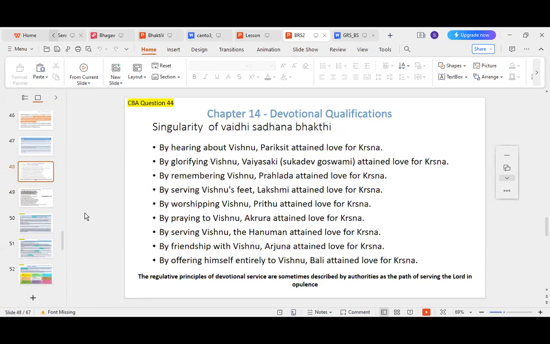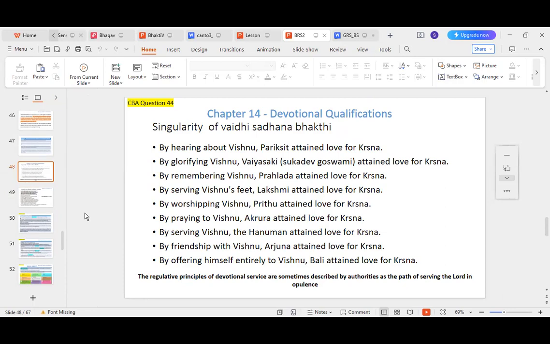There's no specific question. One question is about how you identify the singularity of Vaidhi Sadhana. For example, if you are able to remember either one of them, like Prahlad Maharaj or Sukadeva Goswami or Parikshit Maharaj. Parikshit Maharaj is through hearing, Hanuman is through serving, through Dasya Bhav, and Arjuna is through Sakya Bhav. Like that, if you're able to identify or remember some of them, that is also fine.